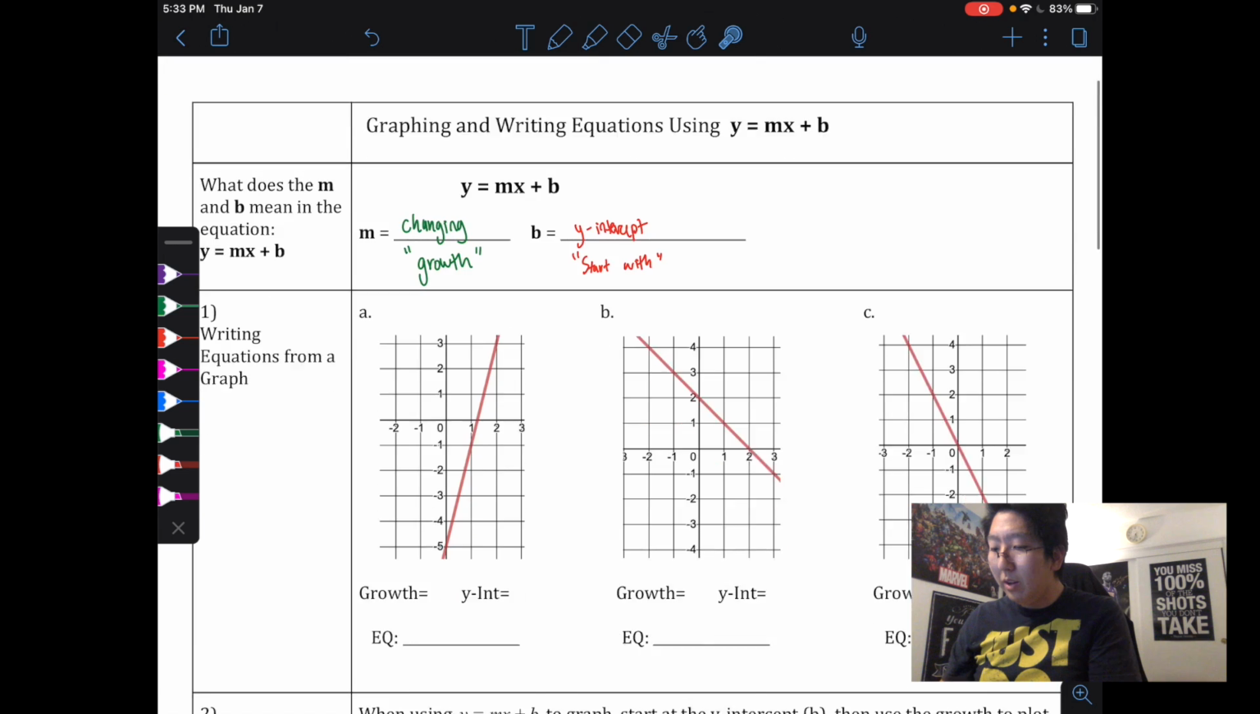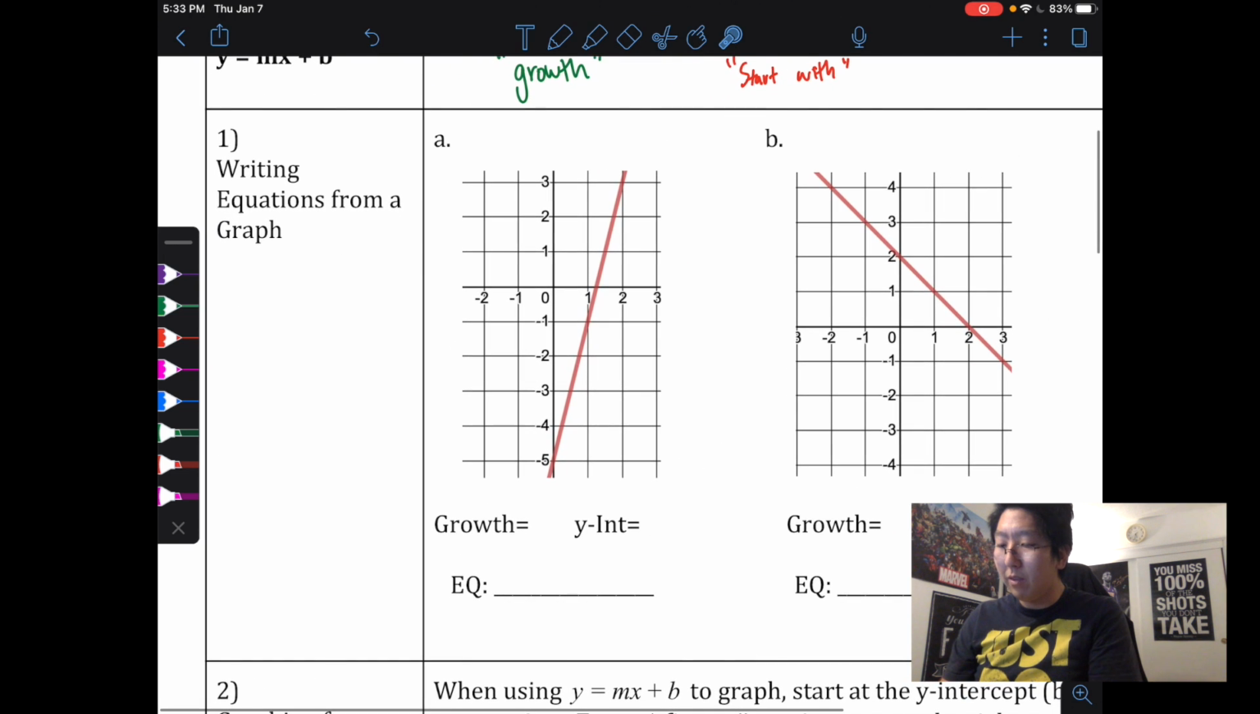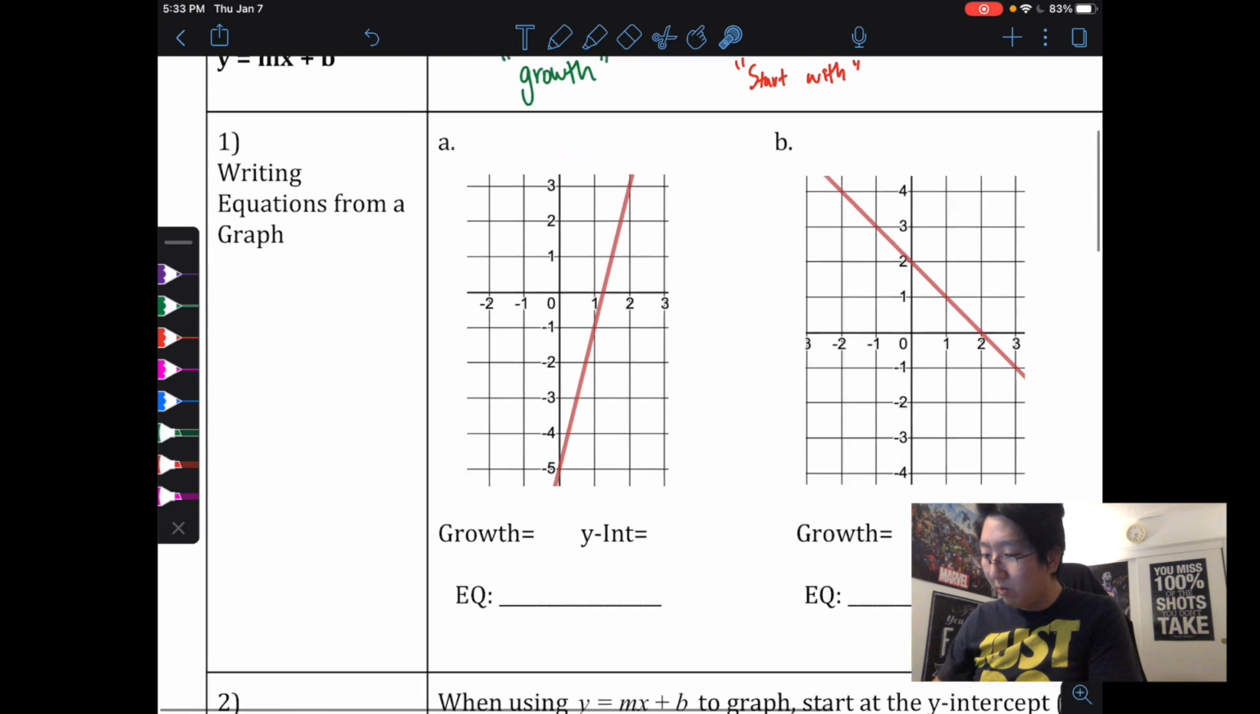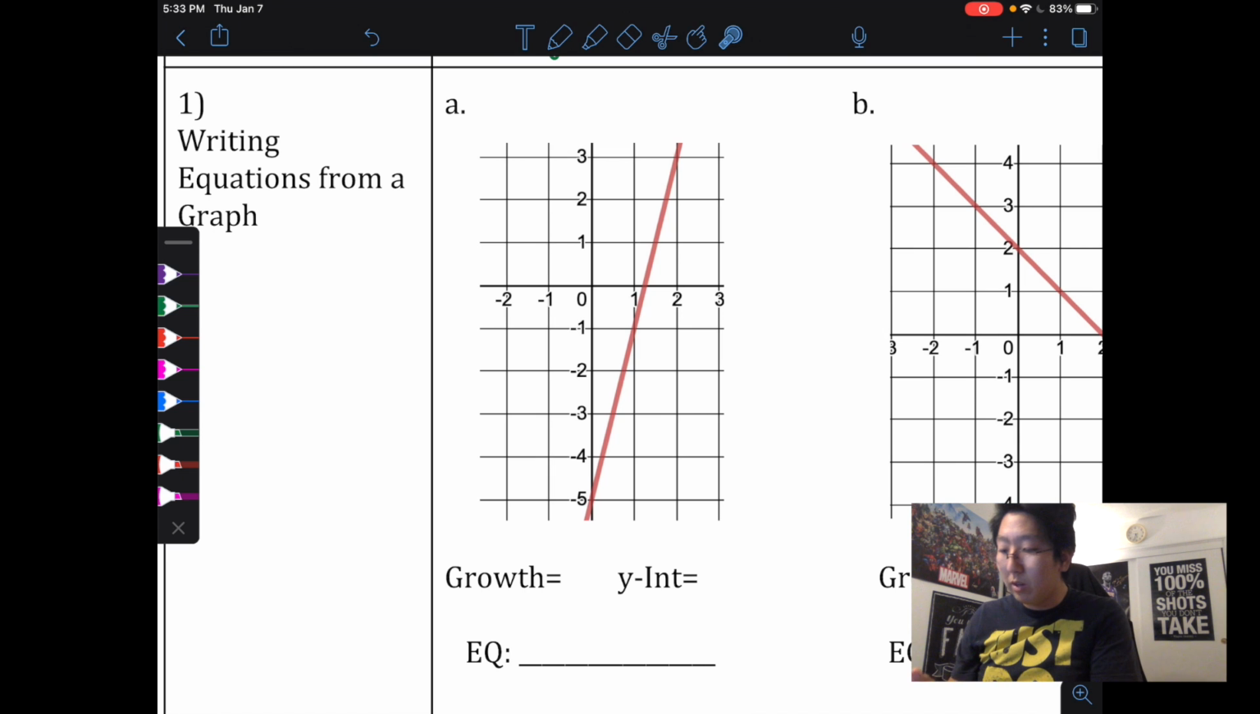So here, let's take a look at the first set of questions. We're going to be writing the equations from the graph. So here's a graph. We're looking at this first one, and we're looking for two things. If we want to come up with the equation, I'm just going to write this on the side, y equals. What's the equation for linear equations? Y equals mx plus b.